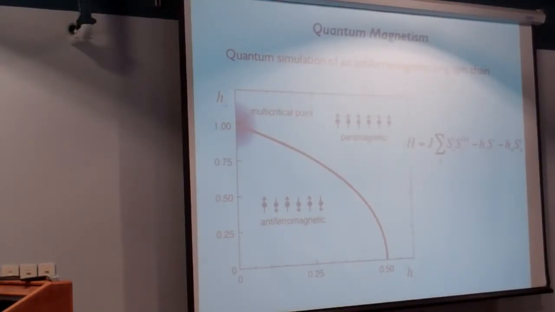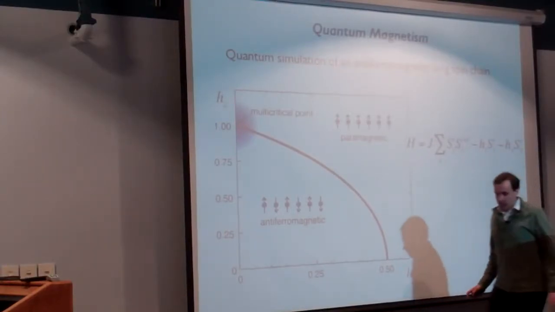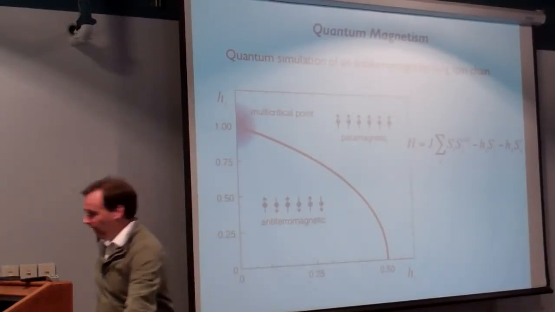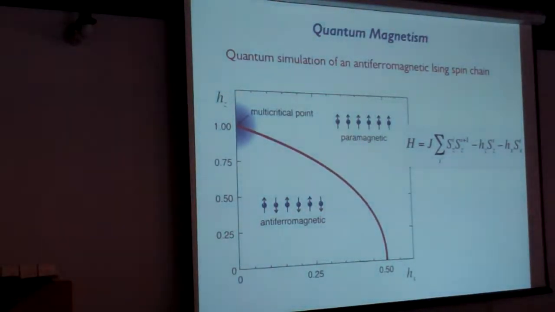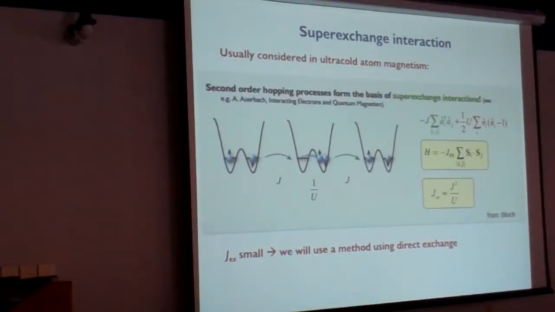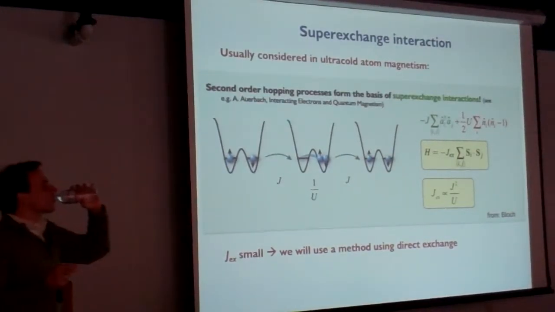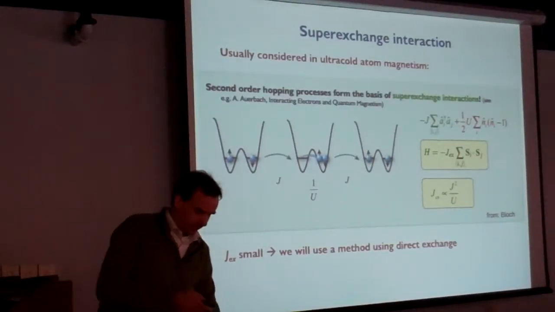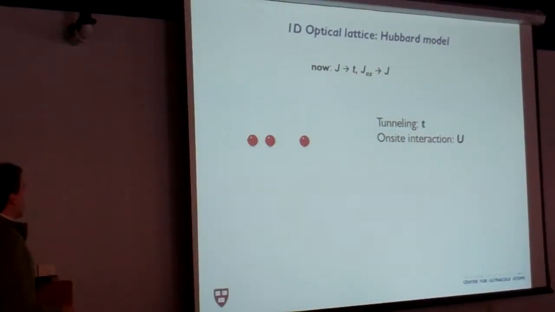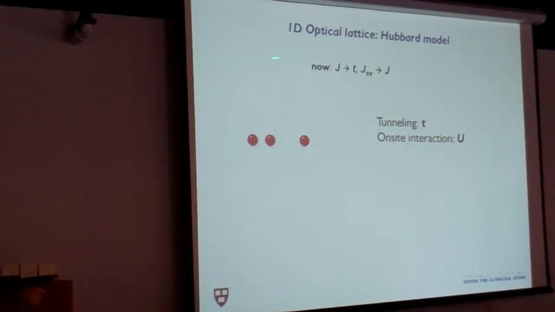So let's see how we can realize this in our system with the atoms. Let's revisit our atoms in the optical lattice. Just to add to the confusion, I have now replaced the tunneling J by T and the exchange J by J. This is kind of a dilemma.